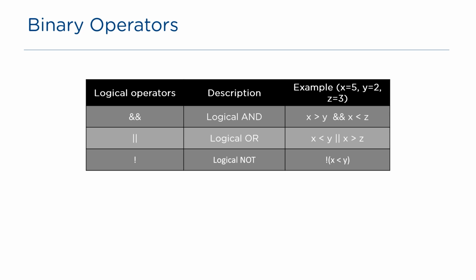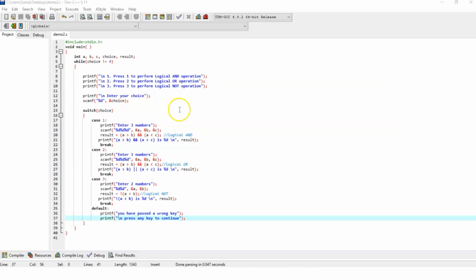Let's understand logical operators a little better by executing a program. As you all can see, in this particular program, we're going to perform logical operations. So let's run the program and see the output.